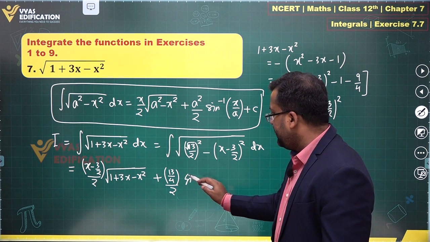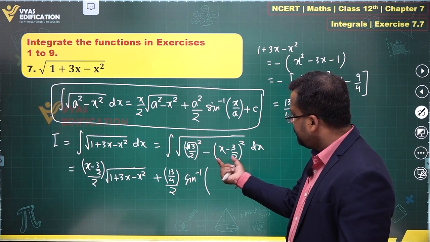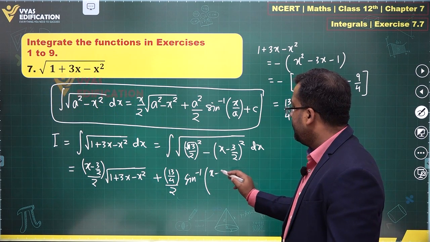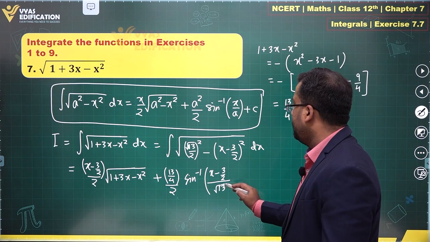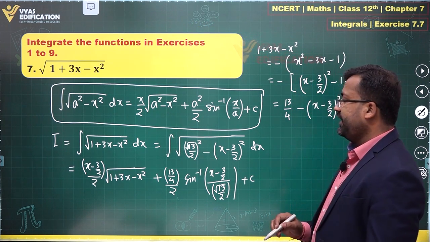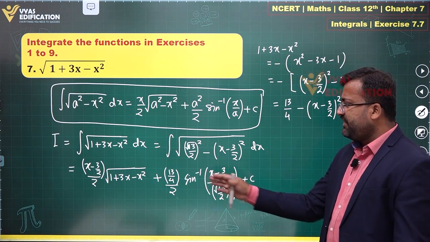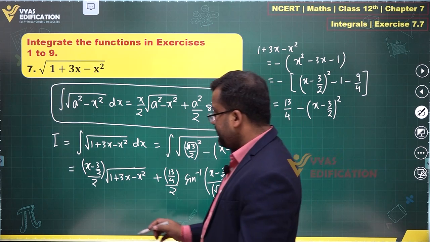So this will be sine inverse x by a. Now what is x? This is x, and this is a, over root 13 by 2, plus constant of integration. Now the only thing that remains is simplification of this whole expression. Let's take the LCM and simplify this.